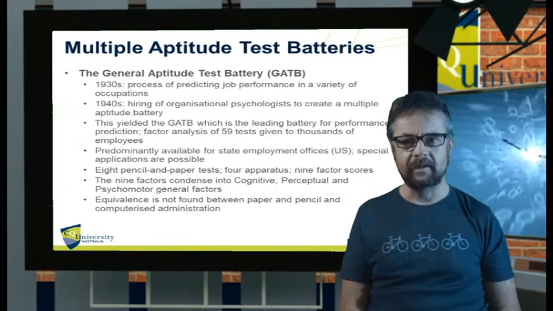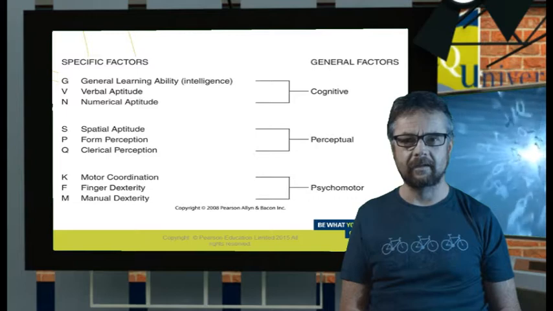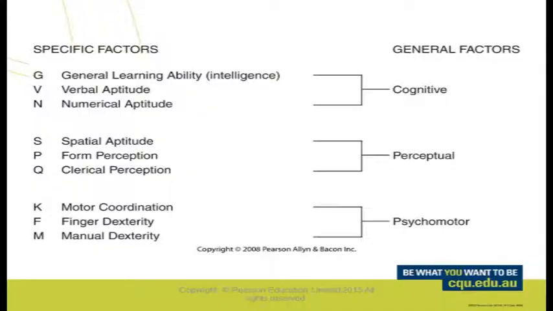Now on this next slide, we see the list of 9 tests grouped together into 3 factors. Again, this test is structured around this concept of factors. Here, the overarching factors are cognitive, perceptual, and psychomotor. And now on to our final battery.